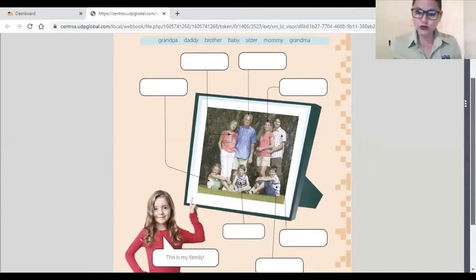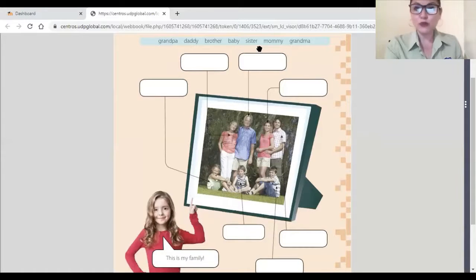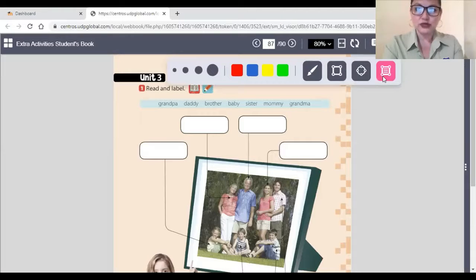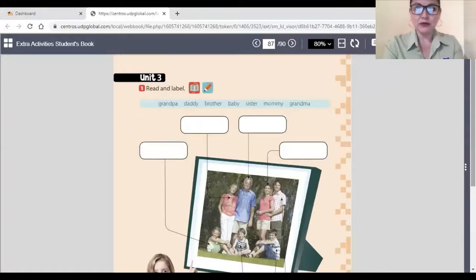Okay, what are we going to do here? We're going to use these words to label the pictures. Okay, you can use your flashcards or you can write down the names of the family members. Okay, I know you can do this. For example, do you remember who's this? Daddy or mommy? Mommy, right? So you're going to just give me a minute. I'm going to change my tool and I'm going to choose this tool. Please, you're going to write the name of this family member.